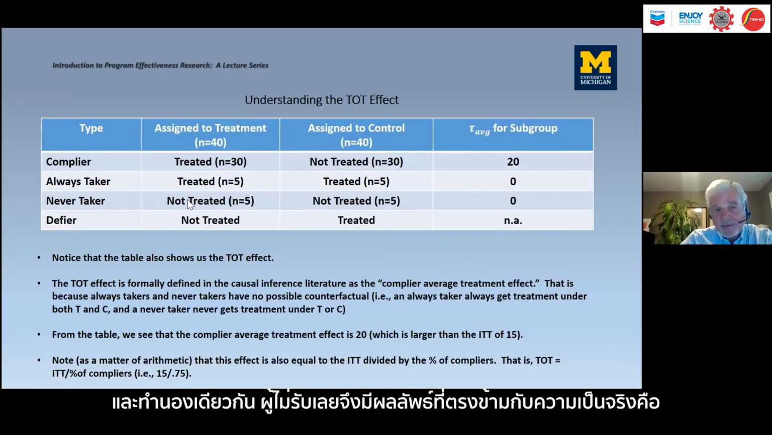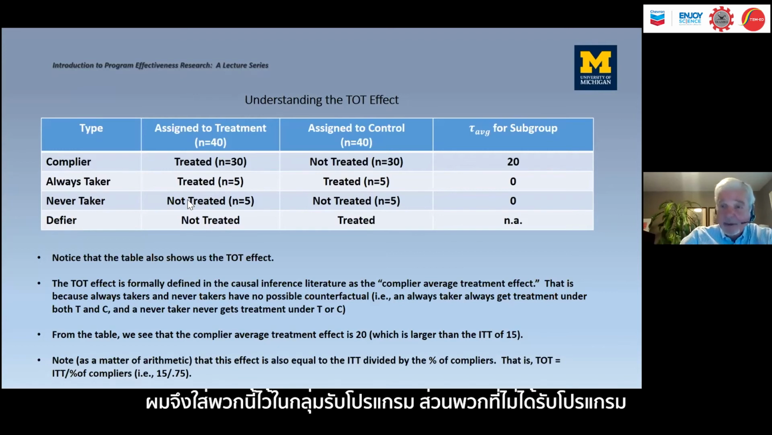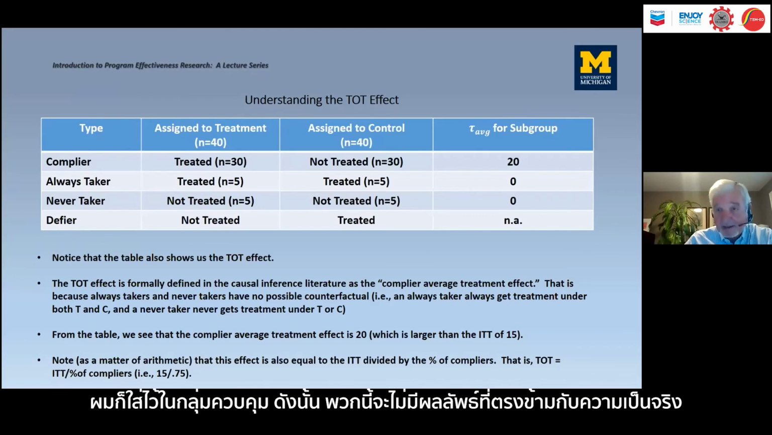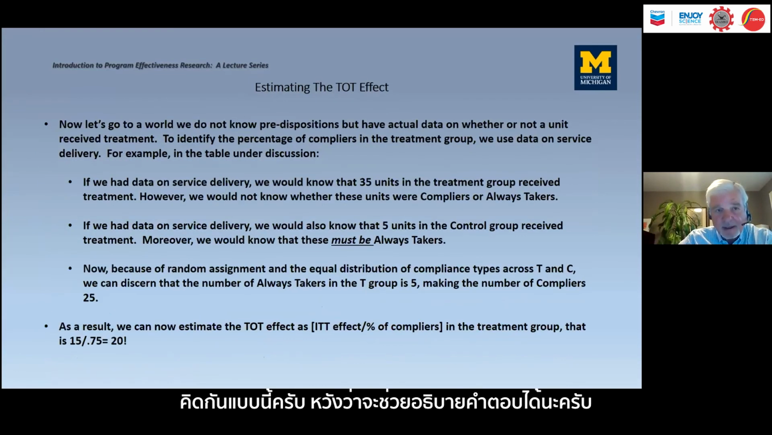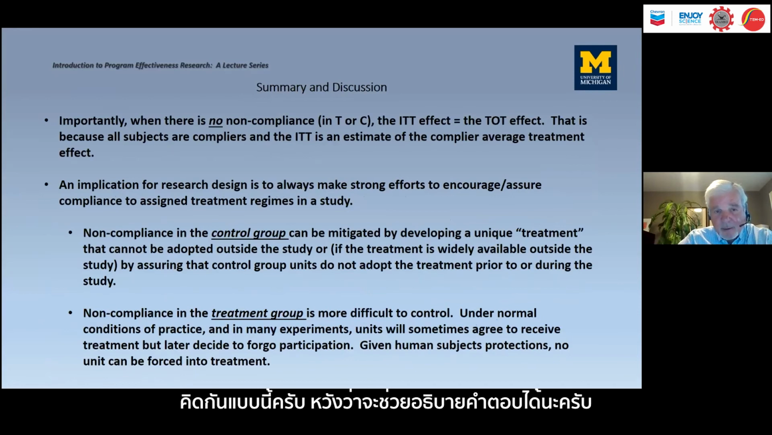And the same will go for never takers. They don't have a counterfactual. They don't ever take. So I put them in the treatment group, they're not treated. I put them in the control group, they're not treated. They have no counterfactual. And so the effect estimate here is just basically 0. So that's the idea going on there. Hope that explains that.